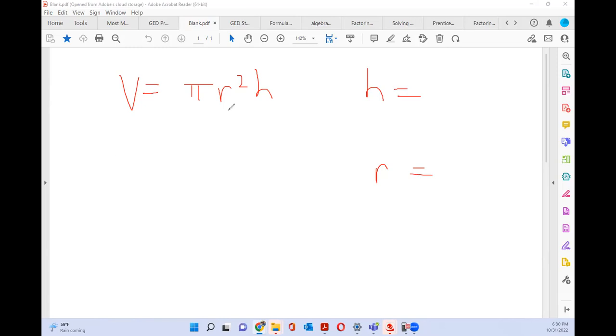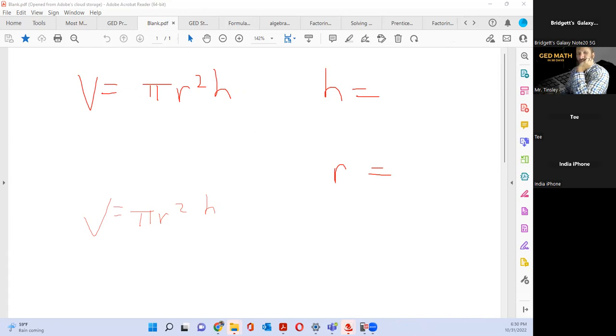Okay, so how will we solve for H? What do we need to do to this formula if we want to solve for H? Divide by what? Pi and r squared. Whatever we do to one side, we do to the other. Pi is canceled. R squared is canceled. H is equal to V divided by pi r squared. Now all you do is substitute the values that they give you and use your calculator.